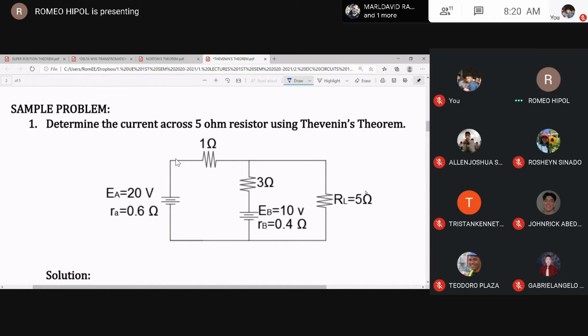Ito. Nakuha? So the first step is to isolate the load RL. So when we say isolate, we are going to disconnect. Tatanggalin natin to from the initial circuit. So ano mangyayari dyan?